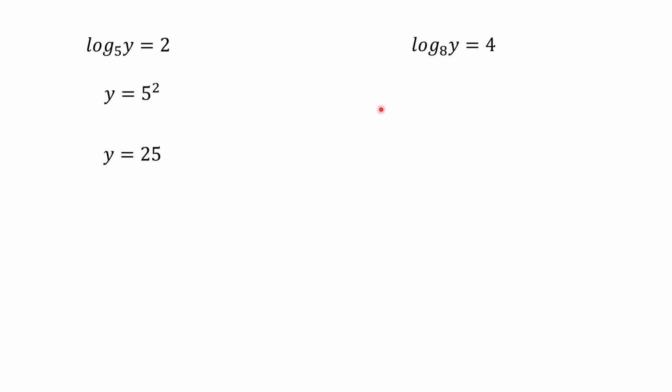Let's take a look at another example. Here we go right here. Again, you'll notice I'm trying to solve for y, but it has not been isolated yet. Let's rewrite this as an exponent form. Here we go right here.